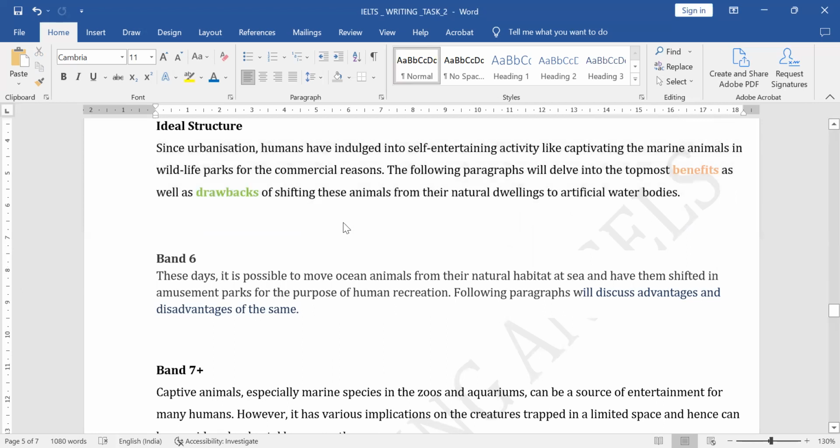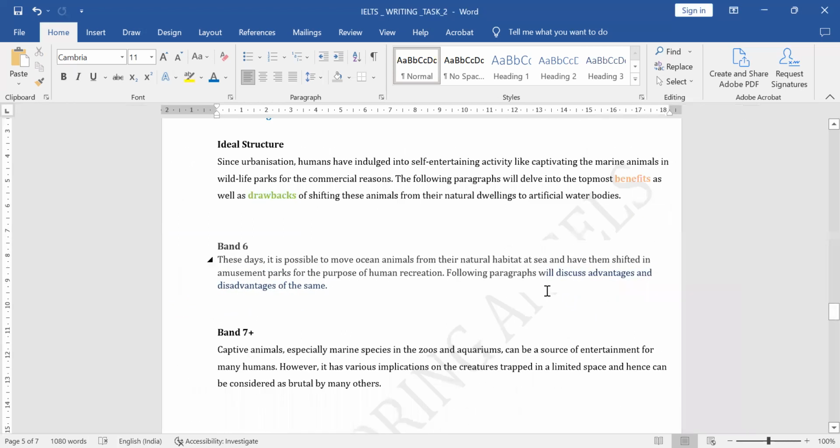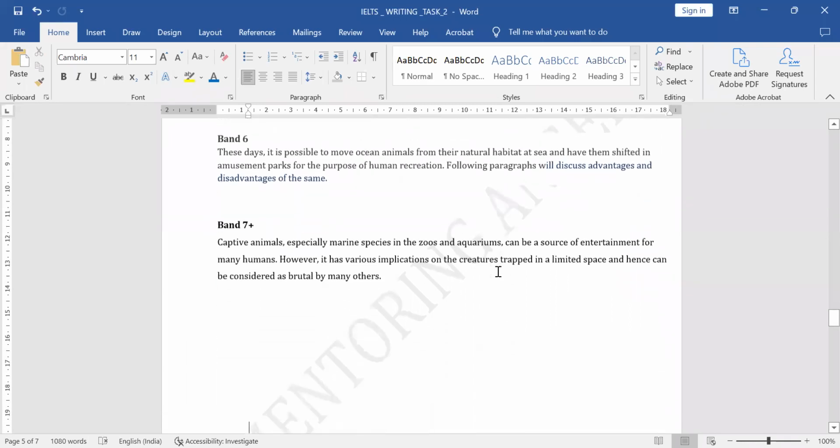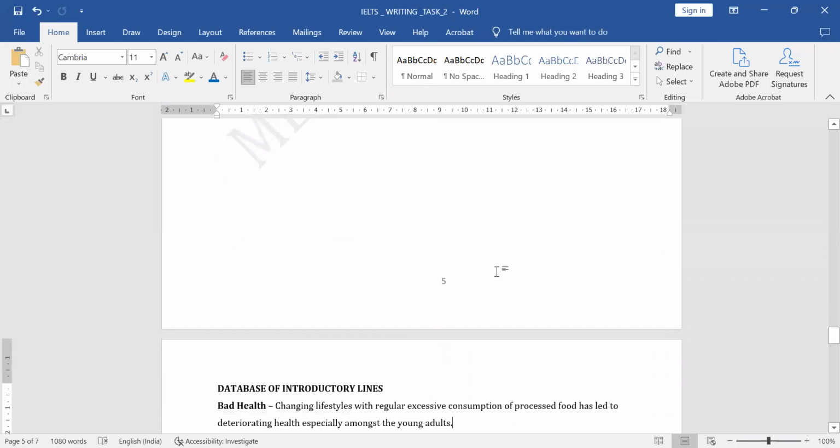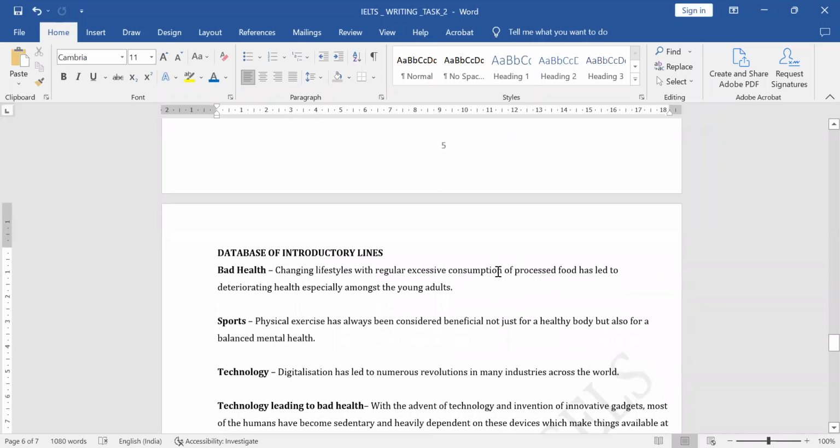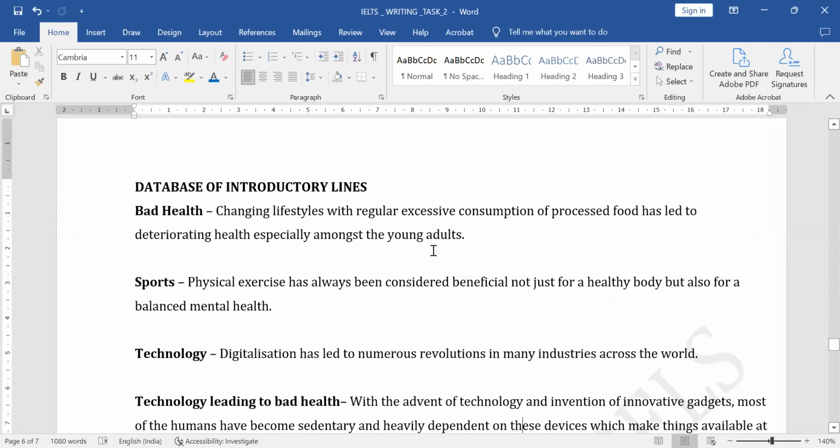Anybody has any doubt in anything till now, whatever we discussed? No. Now, the rest all depends on vocab and all. So we'll work on it. And that's the reason we are going to work on this database. So I've given few samples here. See if you understand.